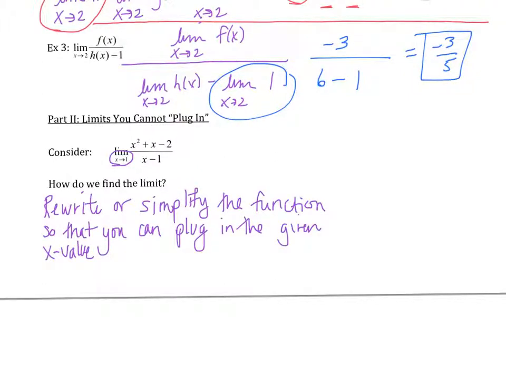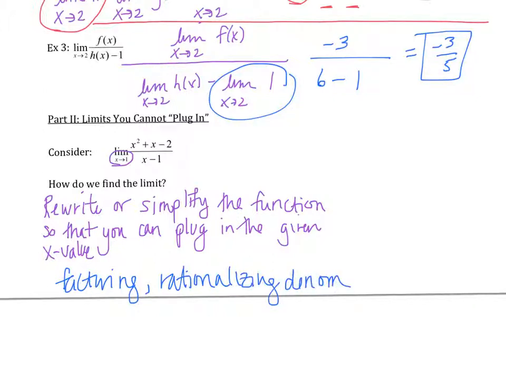In order to evaluate these limits, you're going to have to rewrite or simplify the function so that you can directly plug in the given x value. You will know that this is necessary because if you try to plug the x value in directly, the function will be undefined. Examples of things that you can use to help with this would be factoring, rationalizing your denominator, using a conjugate, and canceling.